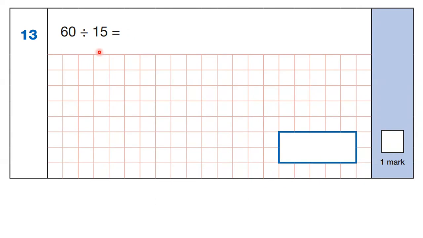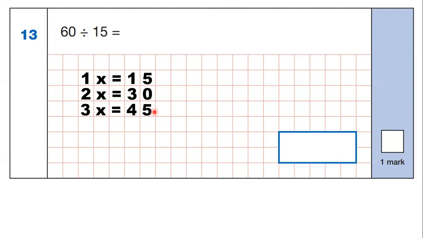Question 13. 60 divided by 15. We know that 1 times 15 is 15, so if we add 15, 2 times 15 is 30, adding another 15, 3 times 15 is 45, and another 15 brings us to 60. And because that's 4 times 15, the answer to 60 divided by 15 must be 4. This is a question that you could probably do mentally without needing to write anything out. And once you've worked out that 2 times 15 is 30, you could double to find the answer rather than counting up past 3 times like we did just now.